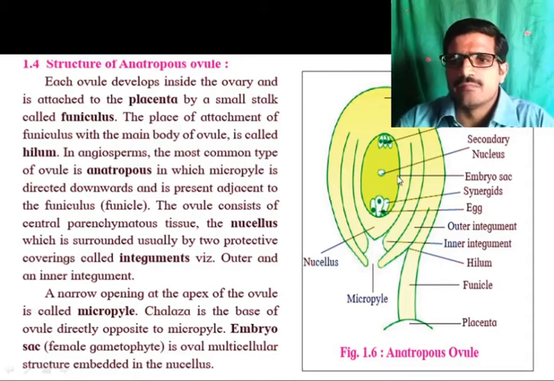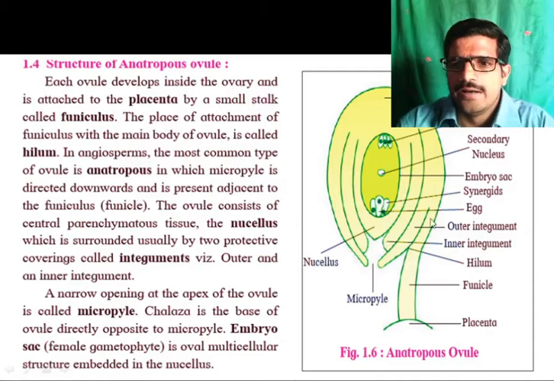In this embryo sac, towards the chalazal end, three cells are present, called antipodal cells. They degenerate after fertilization. Three cells are present toward the micropylar region: in the center a haploid egg cell, and two filiform synergids. In the center there is the secondary nucleus. Two polar nuclei fuse together and form the secondary nucleus. This secondary nucleus helps in double fertilization.